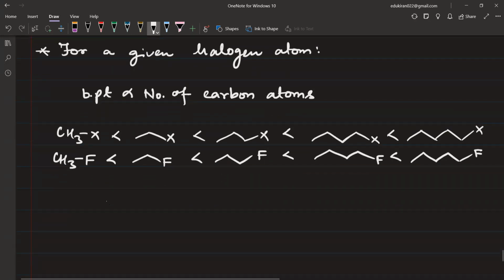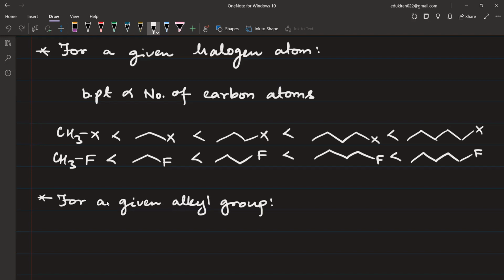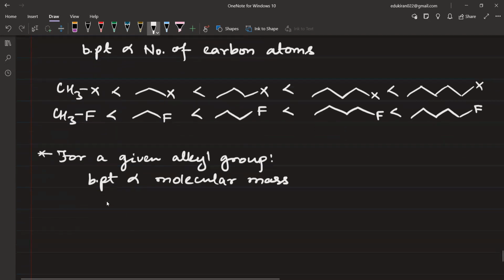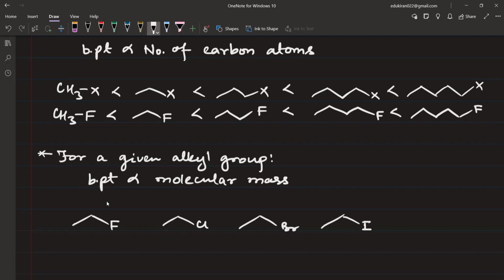Okay, now write next. For a given alkyl group, the boiling point is directly proportional to the molar mass. If I have 2 carbon atoms with fluorine, 2 carbon atoms with chlorine, 2 carbon atoms with bromine, and 2 carbon atoms with iodine, then iodine has the highest molar mass, so its boiling point will be higher, and this will be the order for a particular alkyl group.